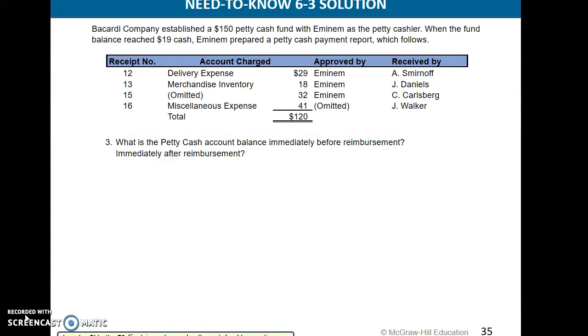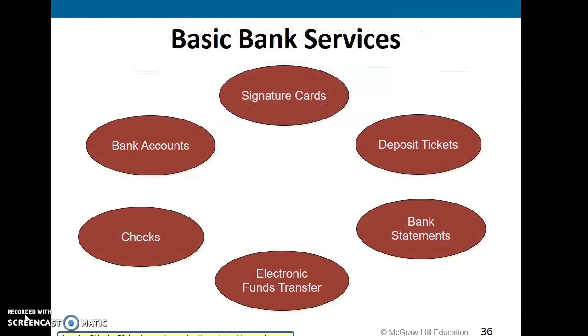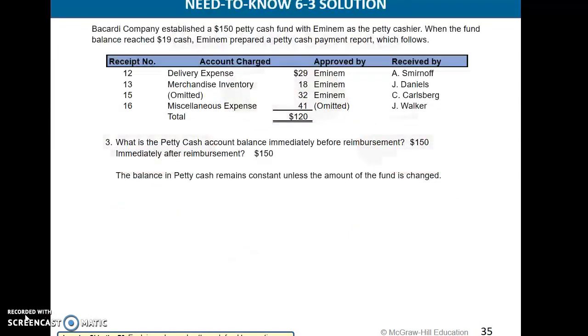Same information here. Just need to know, it says, what is the petty cash account balance immediately before reimbursement? And then what about immediately after reimbursement? So before reimbursement, it's $150, and then after reimbursement, it should be $150 as well. Okay. Notice it says the balance in the petty cash remains constant unless the amount of the fund is changed.